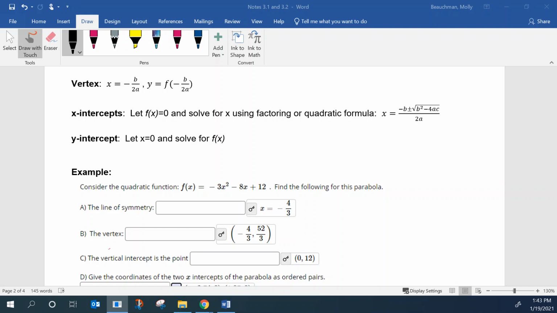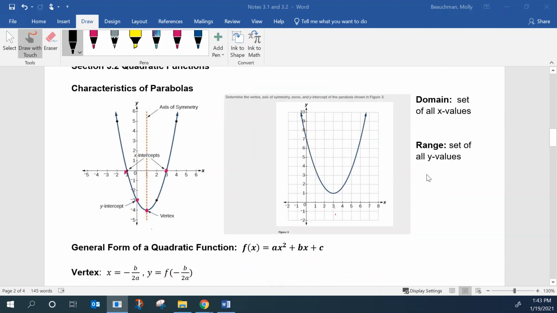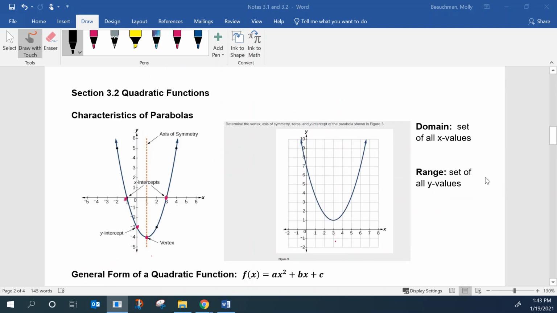In this video, we're going to take a look at quadratic equations. So section 3.2, quadratic functions. The graph of a quadratic is a parabola. So if you take a look, what are some characteristics of parabolas? Each parabola has a vertex. That's either the maximum or minimum point.